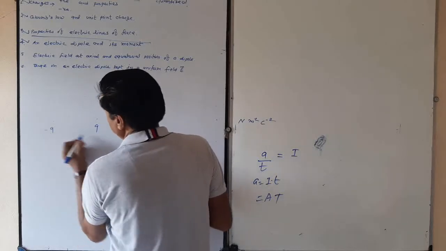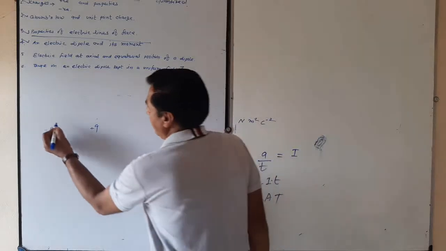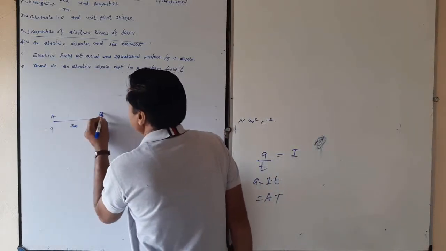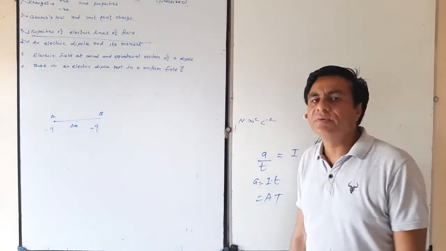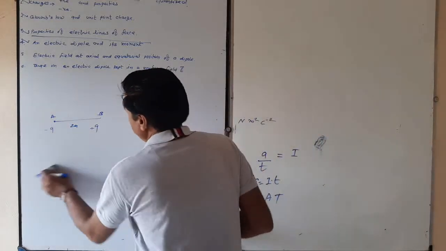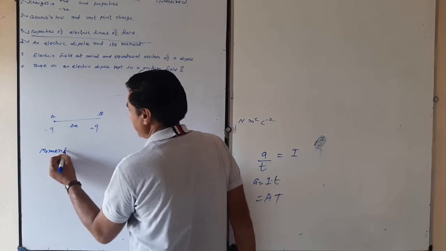Suppose it is minus q amount of charge and plus q amount of charge, and both are separated by a distance 2a. AB can be said to be an electric dipole. This system can be said to be an electric dipole. Now, the electric dipole moment of an electric dipole.